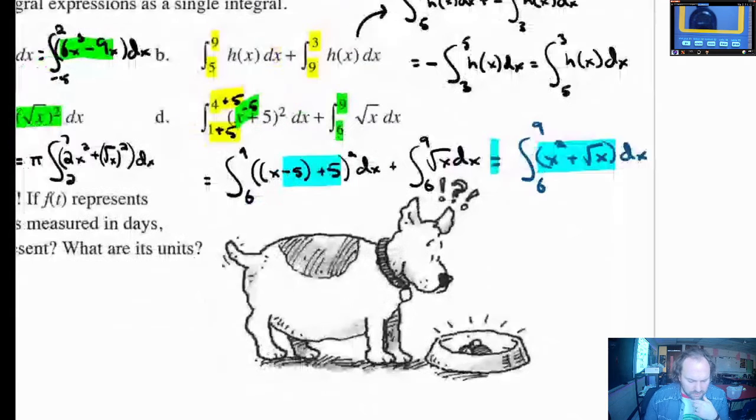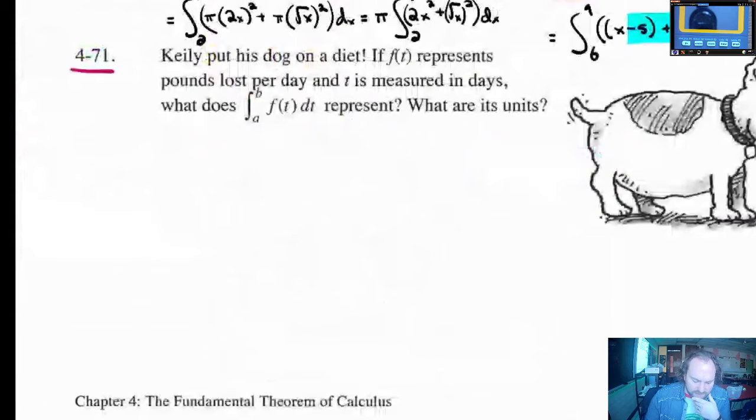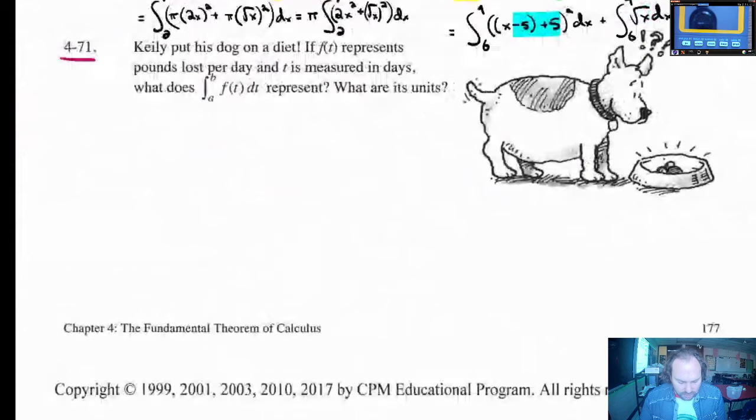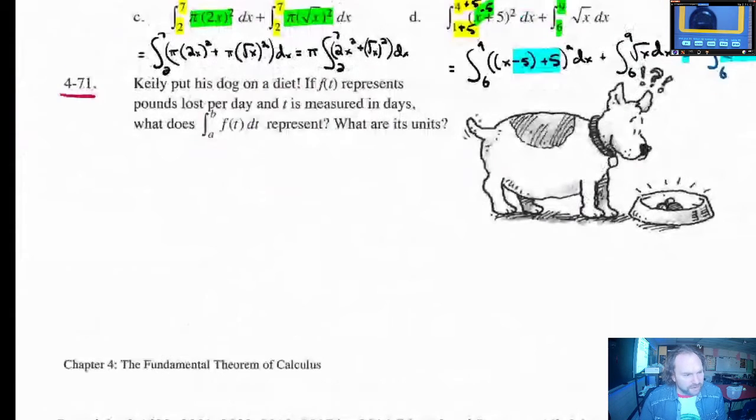Okay, 471. Kylie put his dog on a diet. If f of t represents pounds lost per day and t measures in days, what does the integral from a to b of f of t mean? This is a great problem because it really gets away from the area model for integrals and really starts talking about how we're going to use them in many different story problems, and that is to think about accumulation.